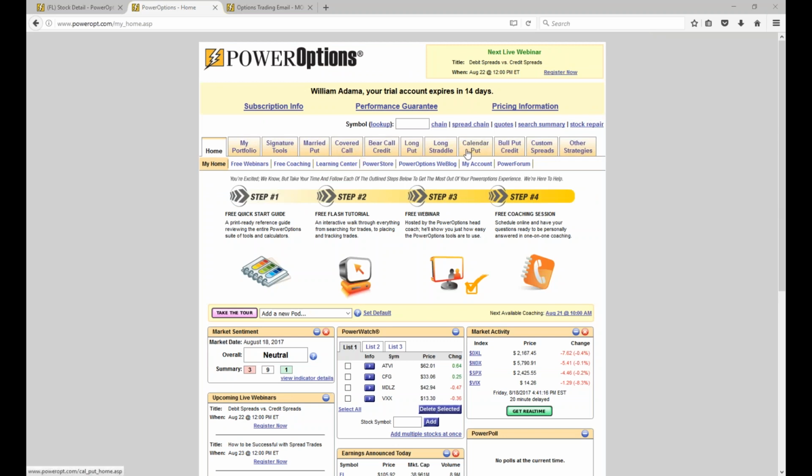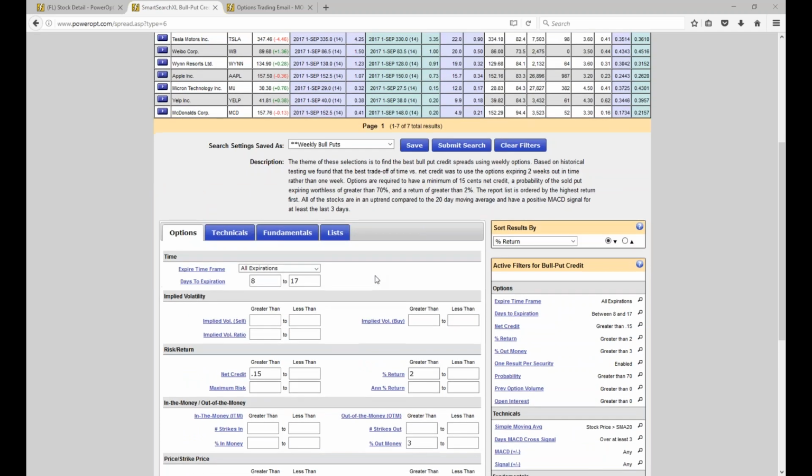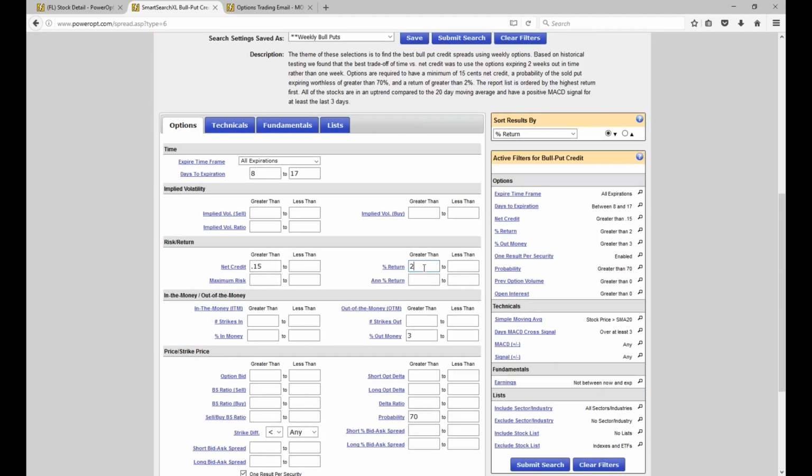Yeah, Tish, I'm sorry. Let me go back. I didn't see your question until just now. Let me go back to that bull put search we were looking at here. Tish says, could you search for risk reward of 20% and over? Yeah, you can. That's what the return is.